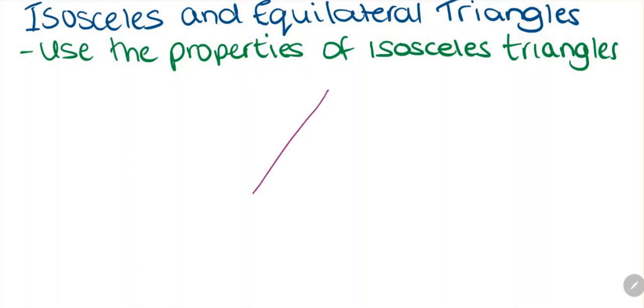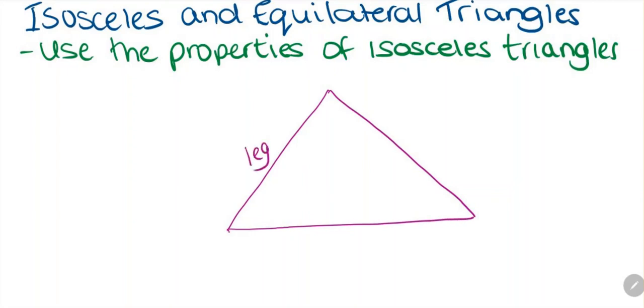So if we have a triangle, this is called a leg, and this is called a leg. Here is the base, and we'll say this is A, B, C, and this is angle 1, angle 2, and angle 3.